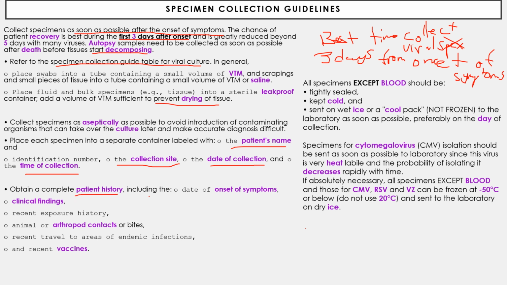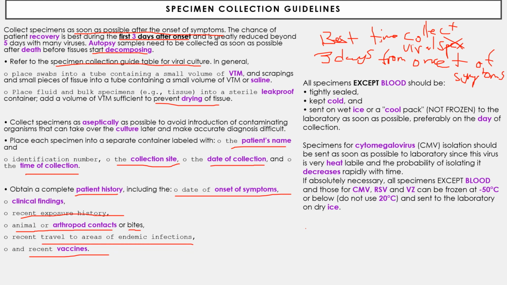Obtain a complete patient history, including the date of the onset of symptoms. Then for the clinical findings, take note of the following. Recent exposure history: are there any animal or arthropod contacts or animal bites? Recent travel to areas of endemic infection. Pumunta ba yung patient nyo ng Africa, class? So baka meron siyang Ebola. And did the patient take any recent vaccines?